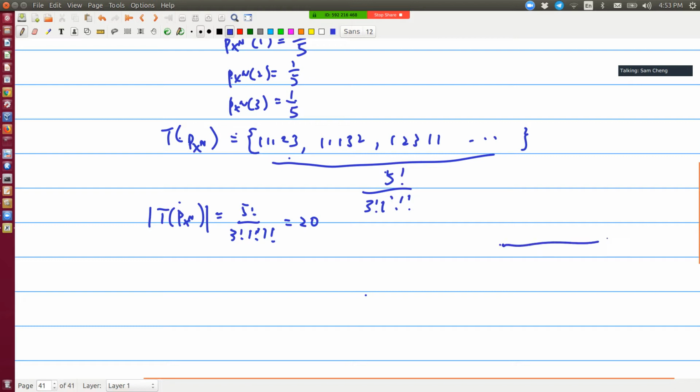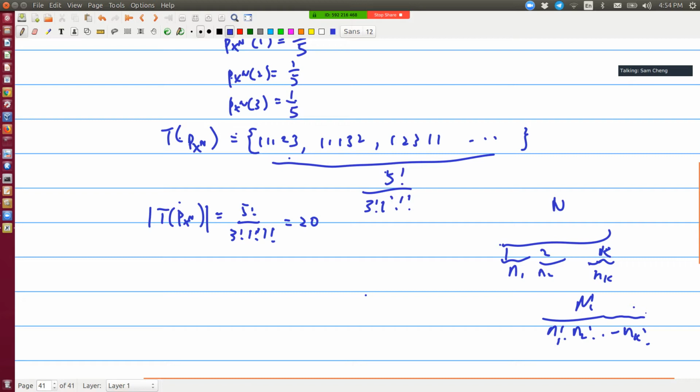If you have a length n sequence with k classes, for example, if I have n1 of 1, n2 of 2, and up to nk of k, I want to see how many different combinations I have. Then it will be equal to n factorial over n1 factorial, n2 factorial, and so on up to nk factorial.